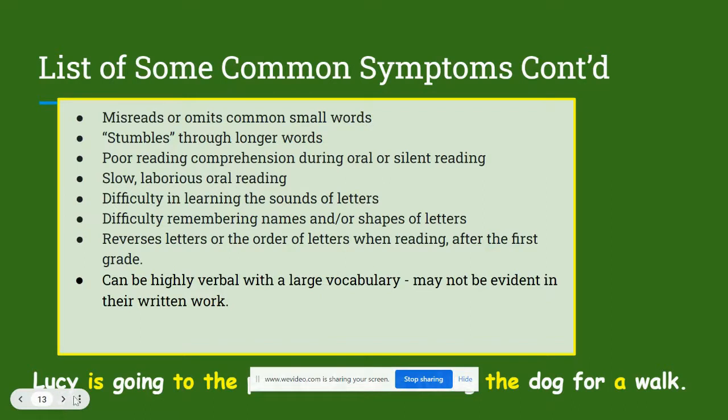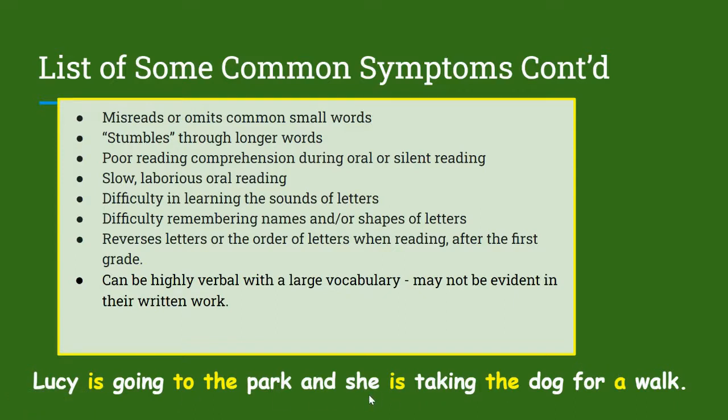These are some of the common symptoms of dyslexia as well. Students with dyslexia will tend to misread or omit common small words. So if you're looking at the sentence below where it says, Lucy is going to the park and she's taking the dog for a walk, the words in yellow are the common small words that students with dyslexia could easily misread because in a lot of cases, they are not phonetically decodable, right? And so students will tend to misread them or omit them entirely.